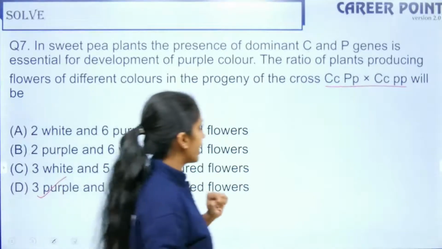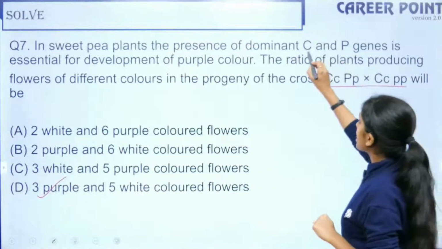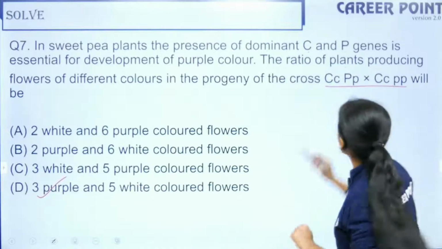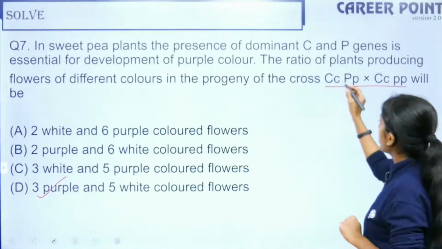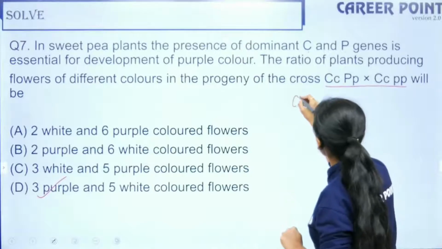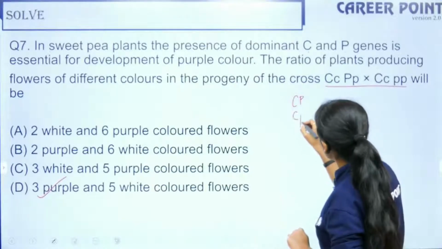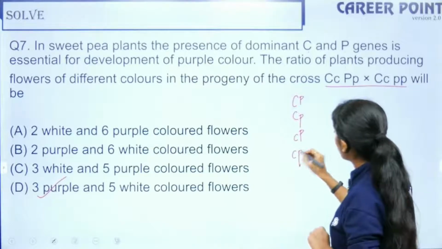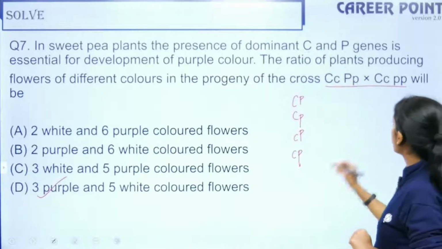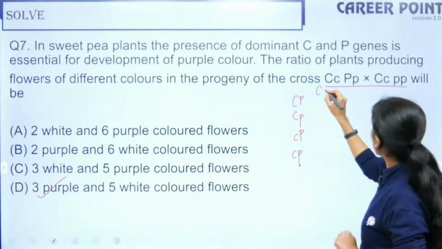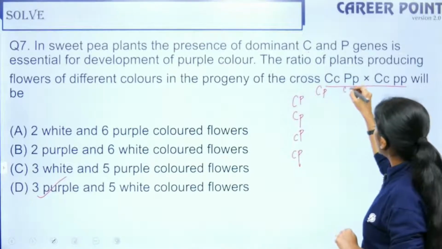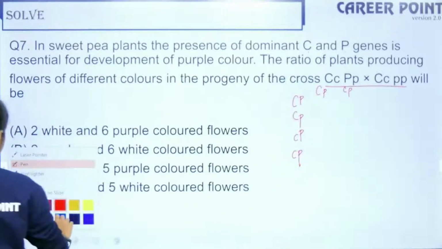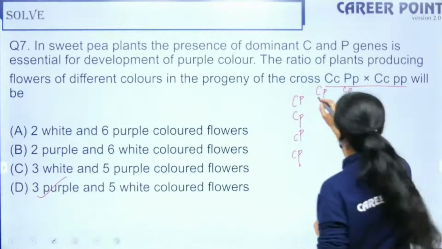Okay, so how did he get this? Capital C should be there, capital P should be there, only then you get purple flower. Okay, the cross is this. So from this, what is the gamete? Capital C, capital P, capital C, small p, small c, capital P, small c, small p. So from this, I took out the gametes. So here the gametes will be capital C, small p, small c, small p. Right? So now do the crossing.